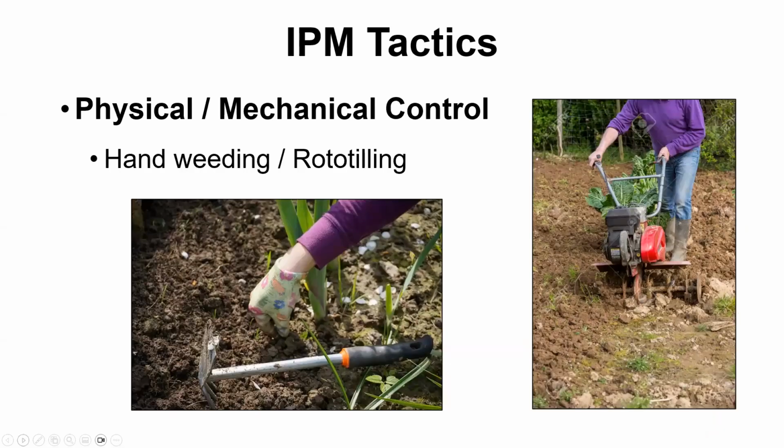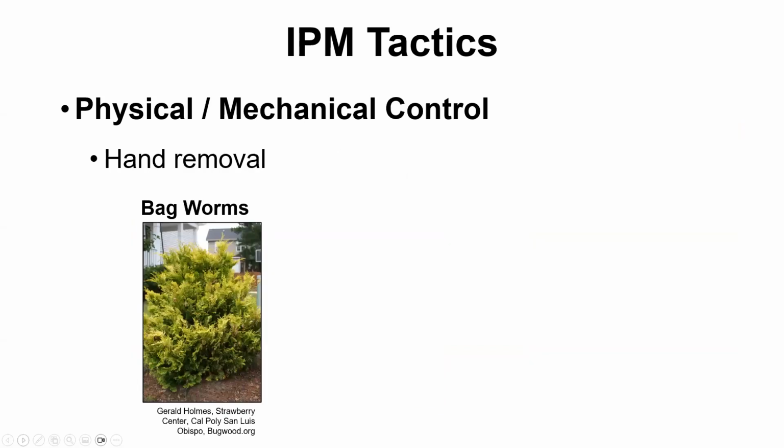So this would be a reaction to a pest: hand weeding and rototilling. This is a physical or mechanical control of getting rid of weeds. So sometimes that's really all you can do to get rid of those weeds, especially in a garden with perennials, like weeding around the flowers. Another thing is hand removal.